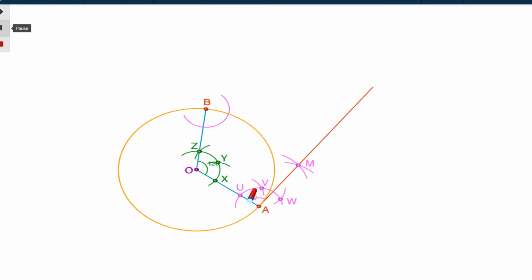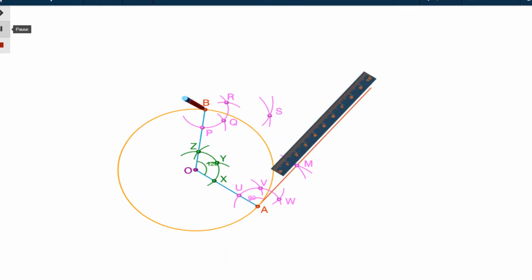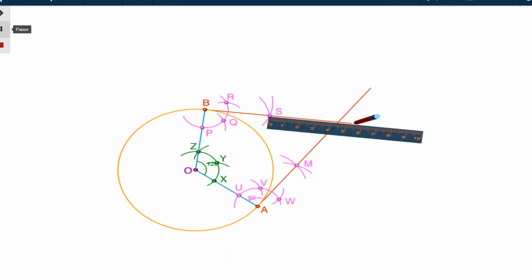Similarly, we have to draw 90 degrees at point B. With B as center, draw an arc and mark P where it intersects the line segment OB. With P as center, draw an arc with the same radius and mark Q. With Q as center, make an arc with the same radius and mark R. Now bisect QR. Here you can change the radius, with centers Q and R and any convenient radius. Draw two arcs which cross each other, and take that point as S. So BS is a tangent.